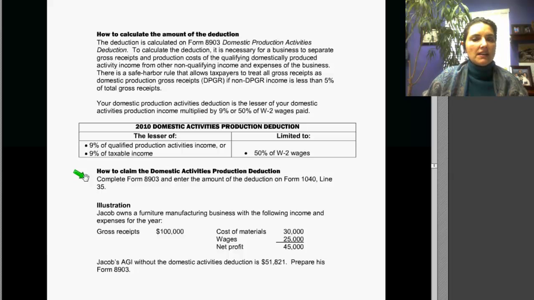So this is a rather interesting deduction. It is a deduction that relates to business income, and so it would make sense that you should claim the deduction on the business return. However, you don't. You claim it on 1040 as an adjustment to income.